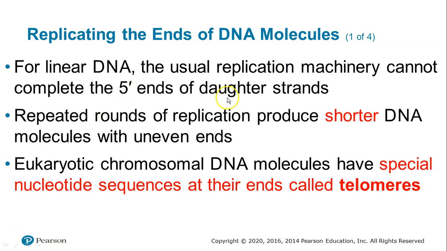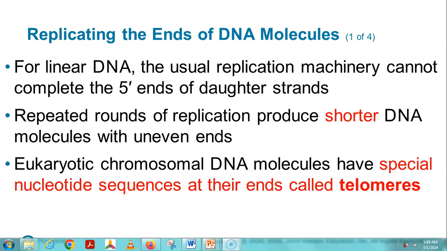Because it can't complete the 5' end of the DNA. So every single time replication happens, DNA molecules shorten. This is an amazing topic that we don't have time to get into, but I definitely encourage you to Google this and look this up, just to learn, if you're interested in learning, about telomeres.